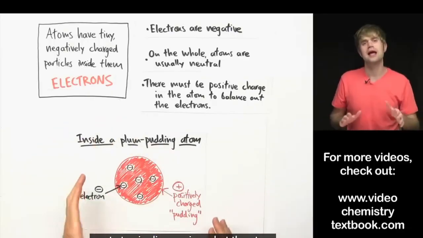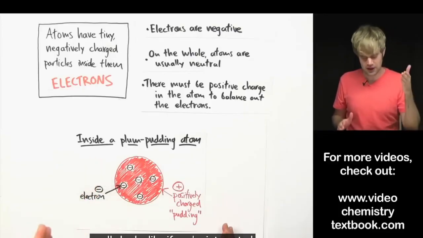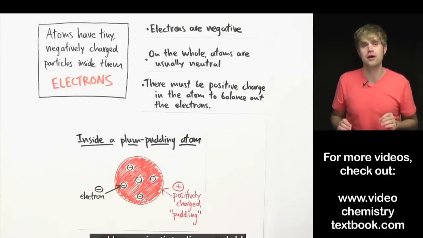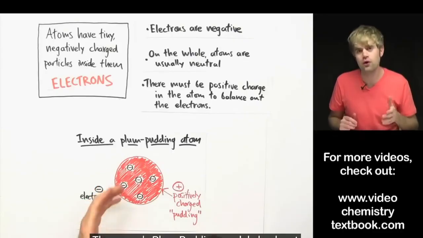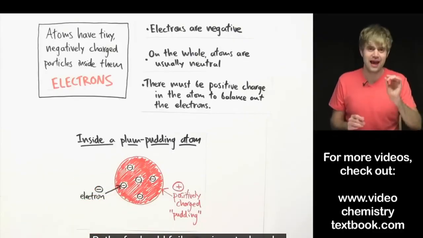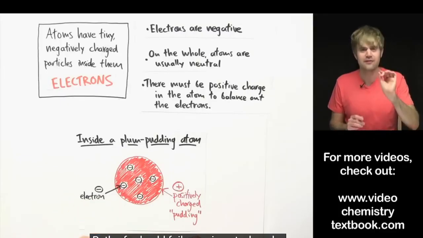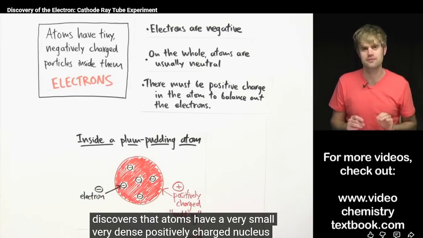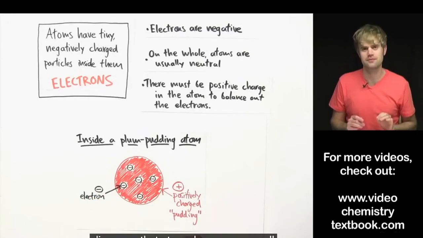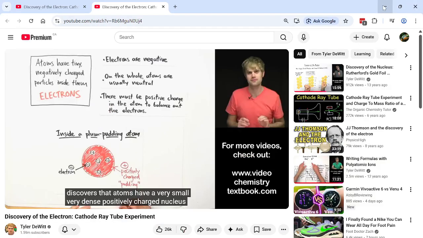If you're interested in how scientists disproved J.J. Thomson's plum pudding model, check out Rutherford's gold foil experiment, where he discovers that atoms have a very small, very dense, positively charged nucleus. Okay, and we're going to take a look at that next day. But for now, let's go and fill in everything together.